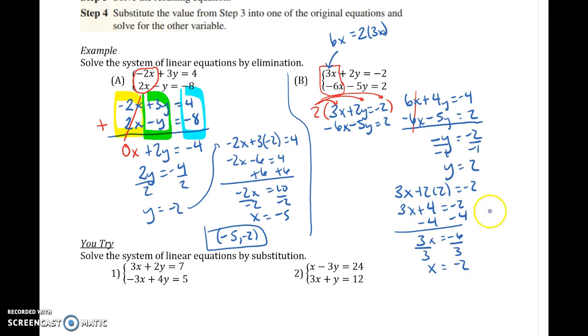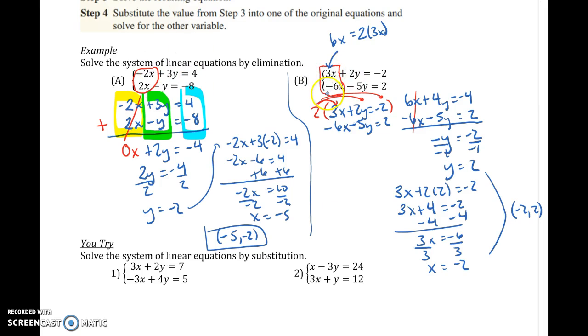And then as always, write your solution as an ordered pair. Here it's negative 2, 2. And if you want to check, feel free to go back and plug it in and see that it works for both equations, okay? So you can have problems that are already set up nice and easily for elimination.